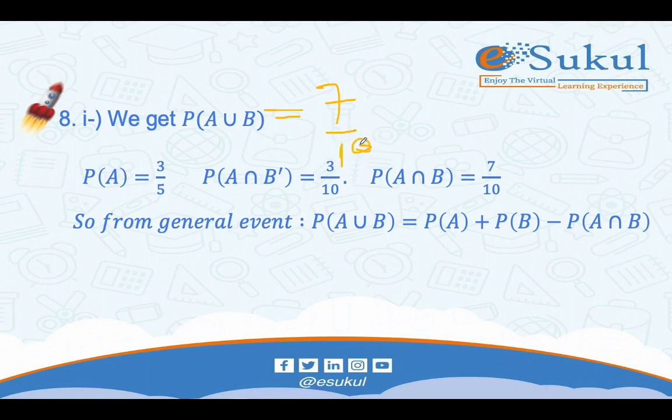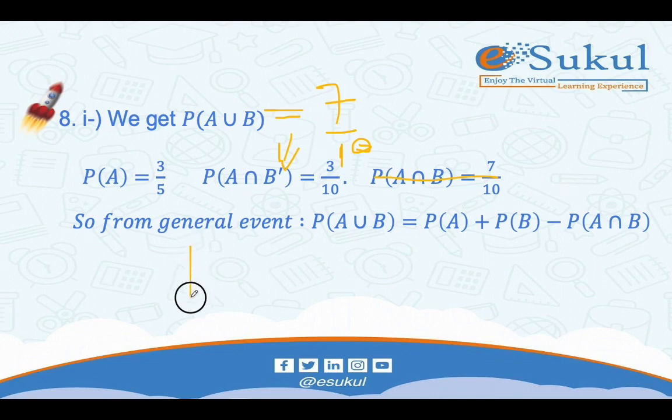This one is not there. So from the general event, P of A union B equals P of A plus P of B minus their intersection. But since we're given the value of the probability of A intersection B prime, we need to come up with a derived formula. Let's come up with a derived formula.